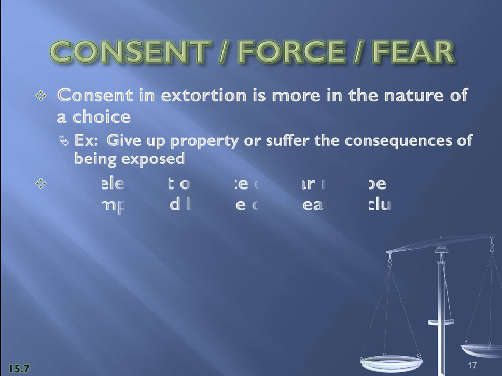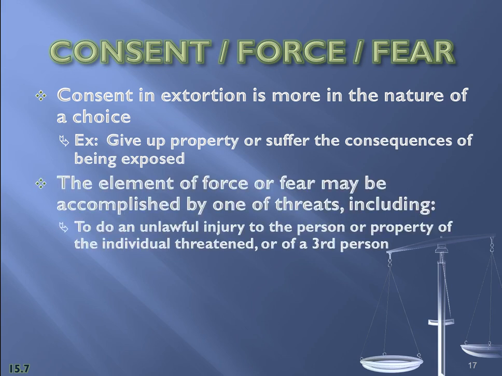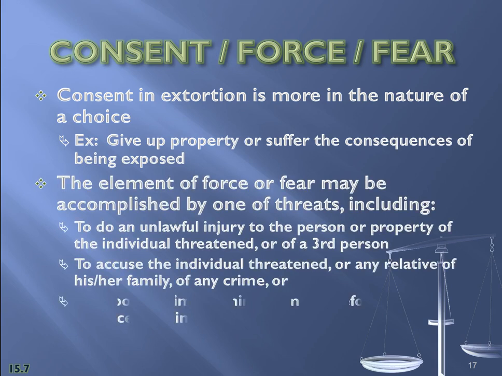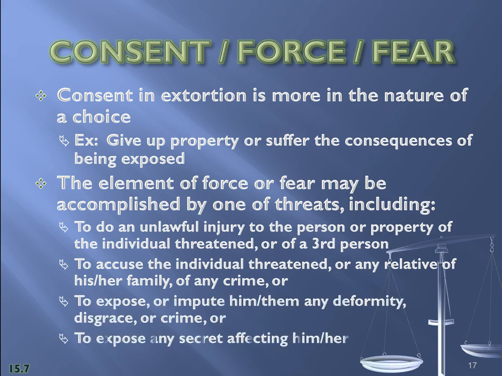So some of the elements there when we talk about it: consent, force, and fear. Consent in extortion is more in the nature of choice. So an example would be, hey, give up your property or suffer the consequences of being exposed. If you don't do A, I'm going to expose you about B. So that's where the consent kind of rolls in.